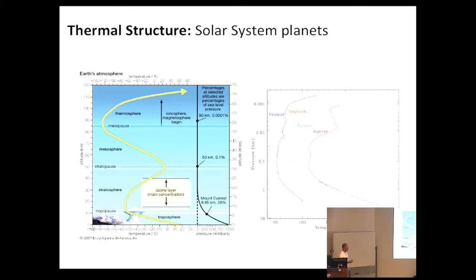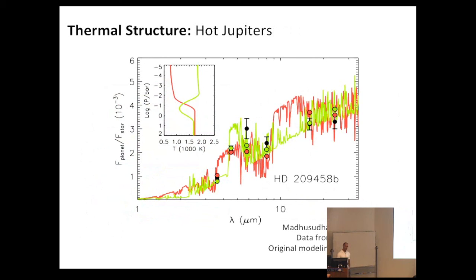Thermal inversions were considered for exoplanets and even thought to perhaps exist. Some of the first Spitzer photometry measurements of the spectral energy distributions of transiting hot Jupiters revealed some anomalous results that were perhaps attributable to thermal inversions. The classic example is the dayside emission spectrum for HD 209458b, measured just in photometry, which is tricky.